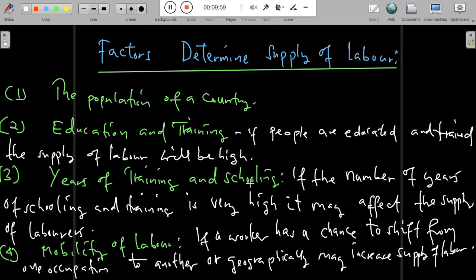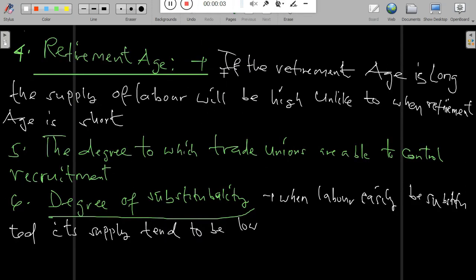They have no education. Years of training and schooling also matter. If the number of years of schooling and training is very high, it may affect the supply of labor since people may be hiding in their school learning, so you'll find that labor supply decreases. Mobility of labor also: if a worker has a chance to shift from one occupation to another or geographically, this may increase the supply of labor, and vice versa is true.